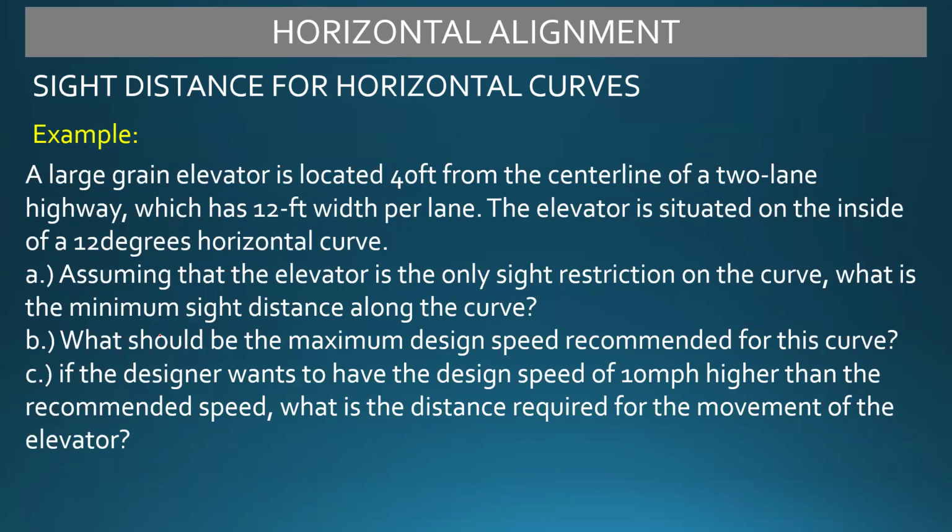Sige, let's have a sample problem. A large grain elevator is located 40 feet from the center line of a two-lane highway, which has 12 feet width per lane. The elevator is situated on the inside of a 12 degrees horizontal curve. Assuming that the elevator is the only sight restriction on the curve, what is the minimum sight distance along the curve? B, what should be the maximum design speed recommended for this curve? And if the designer wants to have a design speed of 10 mph higher than the recommended speed, what is the distance required for the movement of the elevator?